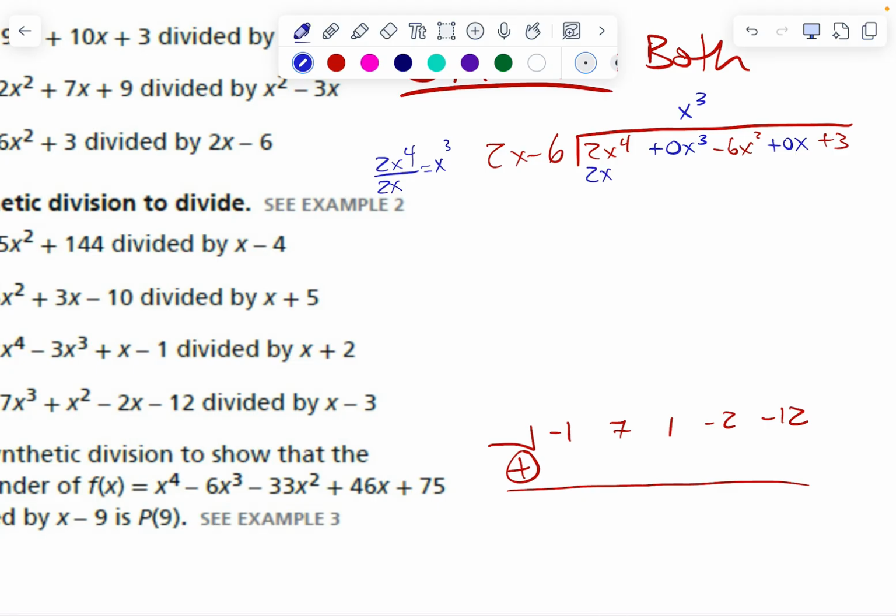So we get 2x to the 4th, and then minus 6x cubed. We're going to subtract that all. 0 minus negative 6 is what? Positive 6. And then we bring down the next term and start over. Okay, next question is what? Round 2.